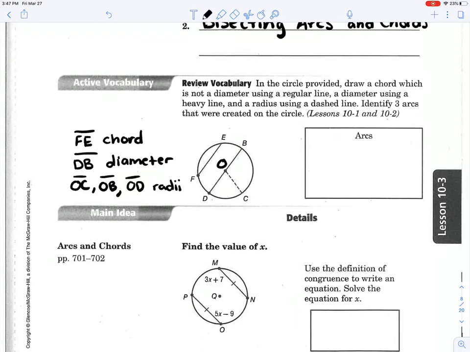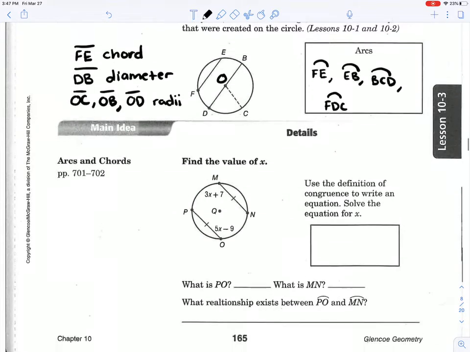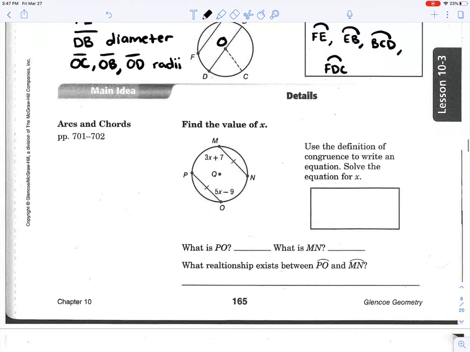So it wants me to identify three of the arcs. Now there's definitely more than three arcs in this circle, but I could say arc FE, arc EB, arc BCD, arc FDC. There's a lot of different names or a lot of different arcs in this circle, but there's just a few of them. If you had one that was a little bit different, that's okay too.